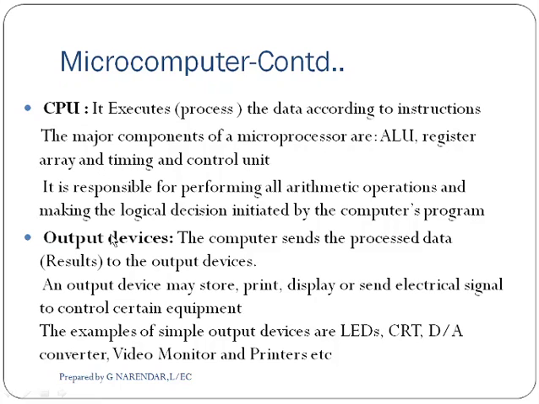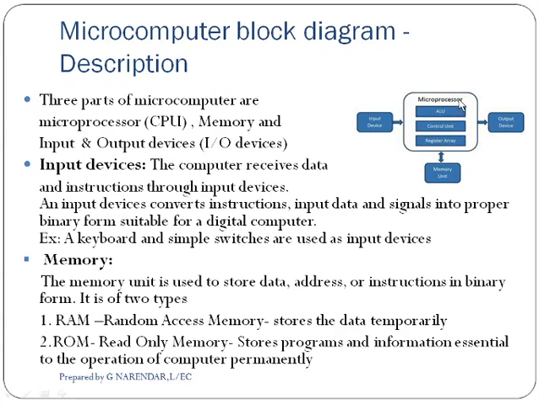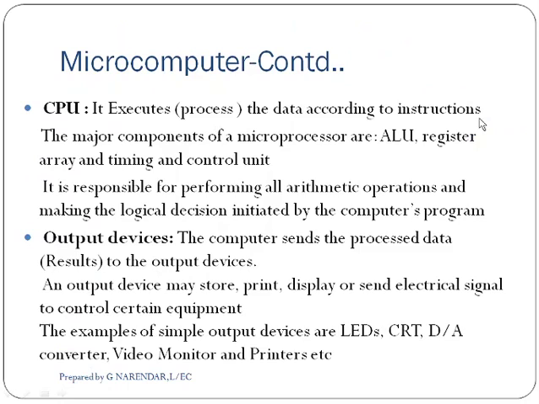Next, it is to be given to your output device. After processing, you got the result, and that result must be given to your output device. So the computer sends the processed data, or the results, to the output devices. Processed data means the results: 2 plus 3 equal to 5. 5 is the result or processed data. And what is the output device then?